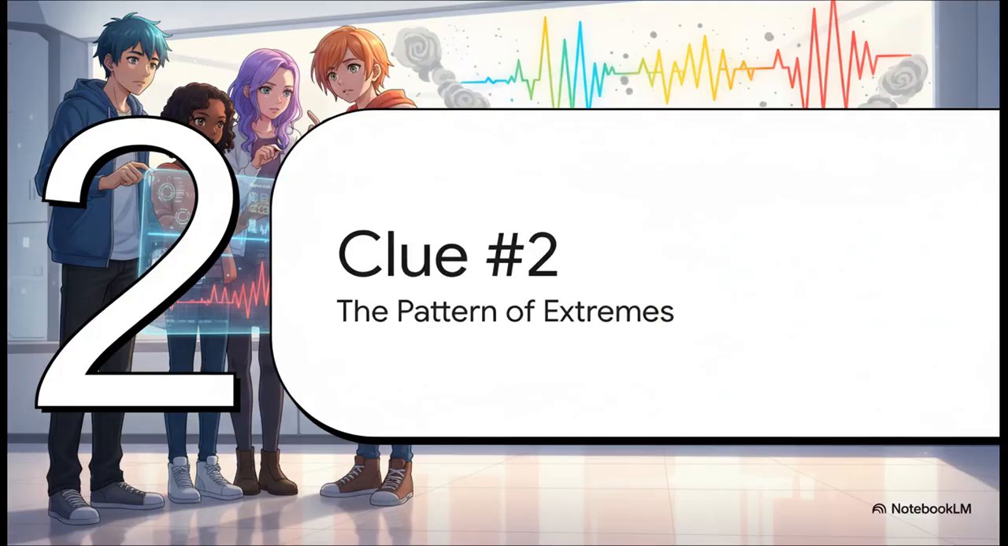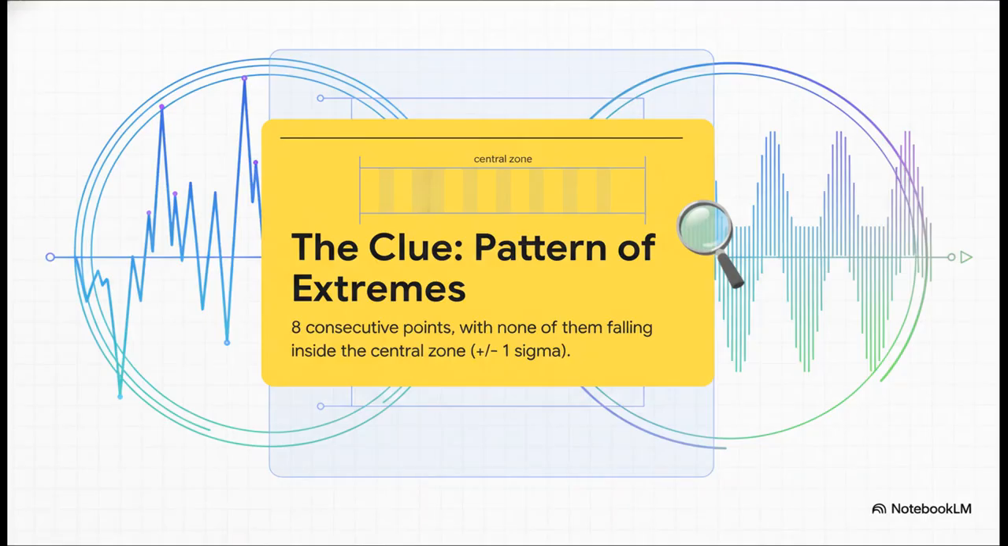And that brings us to our second clue, which we're calling the pattern of extremes. It's pretty much the mirror image of what we just saw. This isn't about control at all. This is a clear sign of instability. So here's what to look for. 8 points in a row, and not one of them, not a single one, falls inside that central zone.